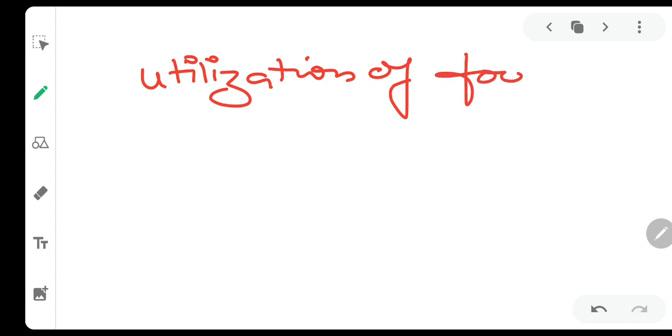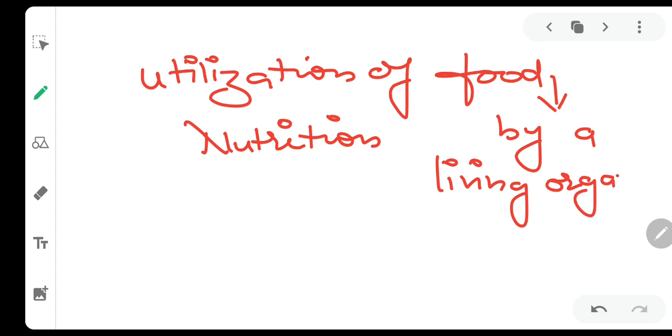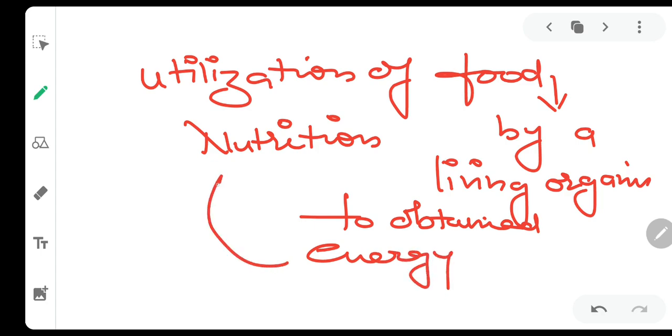Now, this process of utilization of food by a living organism to obtain energy is called nutrition.